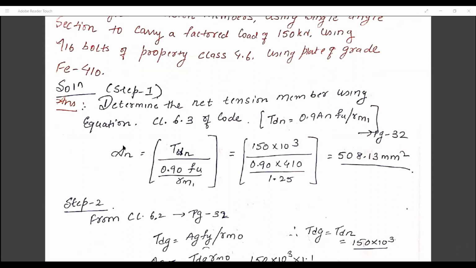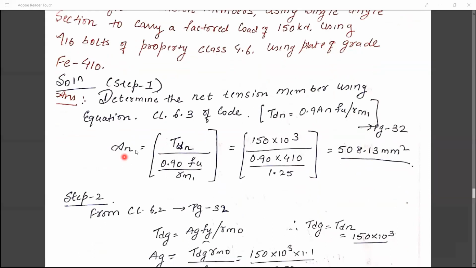What you need to do means you need to determine the area. To determine the area, we need to use the formula from clause 6.3 of the code book, design of tension member net section, that is Tdn. It is nothing but 0.9 An fu by gamma m1. See, if you determine the area, if you separate this An, take Tdn into gamma m1 divided by 0.9 into fu. If you solve this, you get 508.13 mm square.